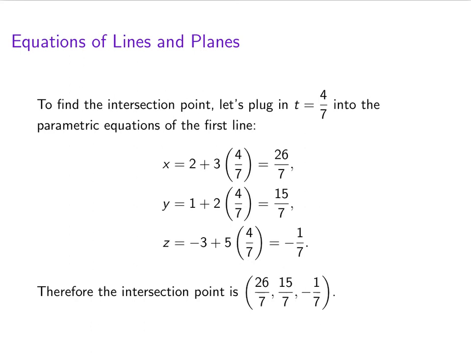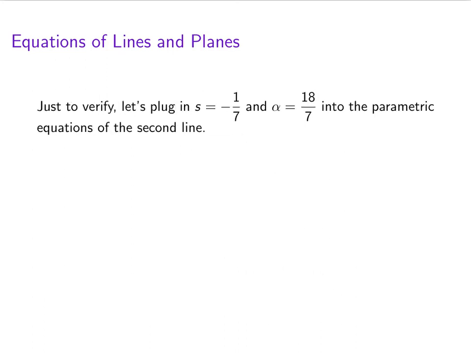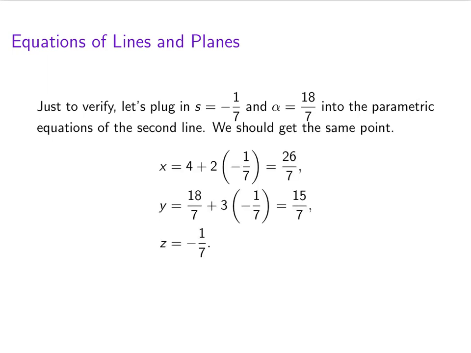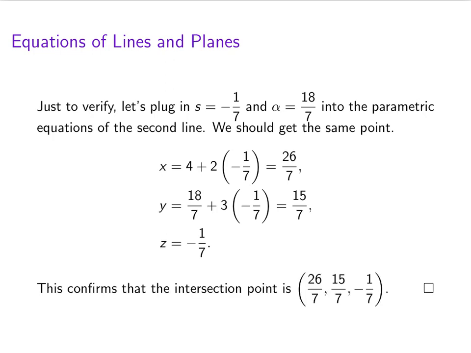Now let's do a quick check just to verify that we really have the right thing. The way we can do that is to plug in s equals negative 1/7 and alpha equals 18/7 into the parametric equations of the second line. What we're hoping is that if we do that, we'll end up with the same point. And if we do, we get x equals 26/7, y equals 15/7, and z equals negative 1/7. And that confirms that our intersection point is the right thing.